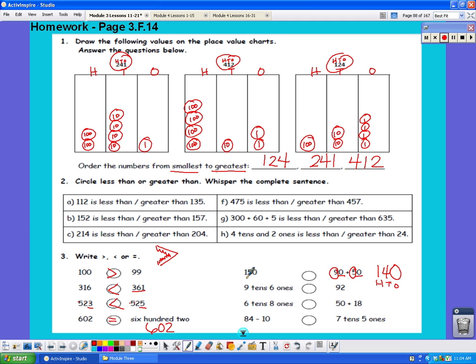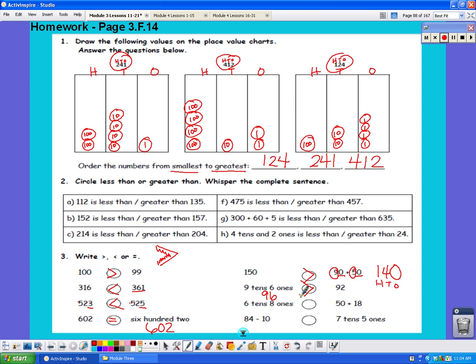So I'm looking at 150 and 140. Remember, Mr. Alligator wants to eat the number that's worth the most. And of course, 150 is larger than 140. So you want to open that mouth towards the larger number, 150. The next one, 9 tens, 6 ones. I'm going to put it in number form, 96 and 92. Remember, he wants to eat the larger number, so I'm going to open up that mouth. And 9 tens, 6 ones is greater than 92.